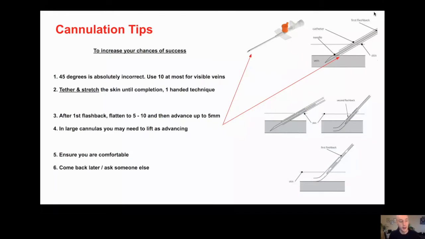All right. And it also illustrates why it's more difficult to put in bigger cannulas. So the amount of needle that is poking out of an orange is more than the amount that's poking out of a blue or a pink, which is why the bigger cannulas, the greys and the oranges, are harder to put in.